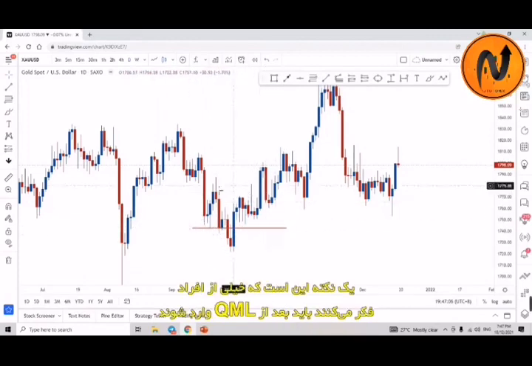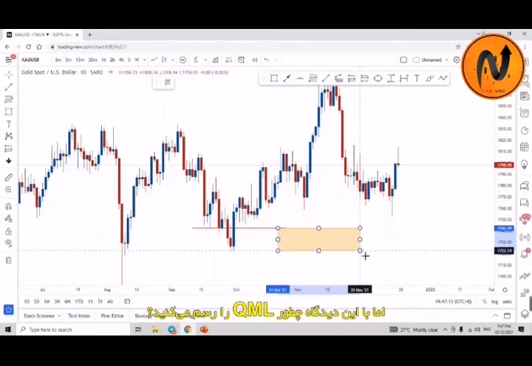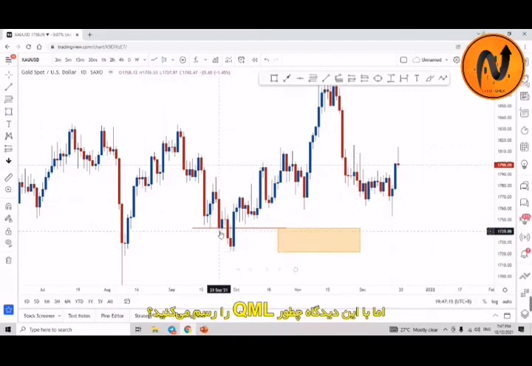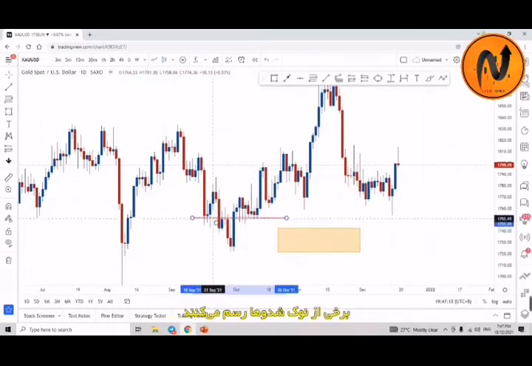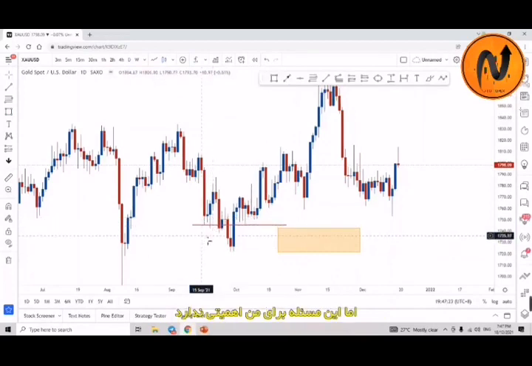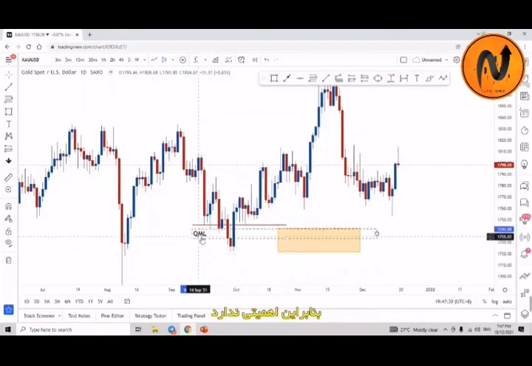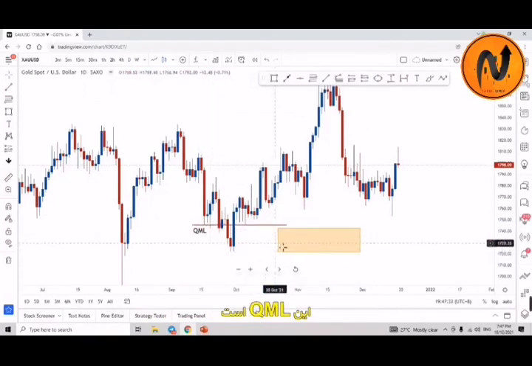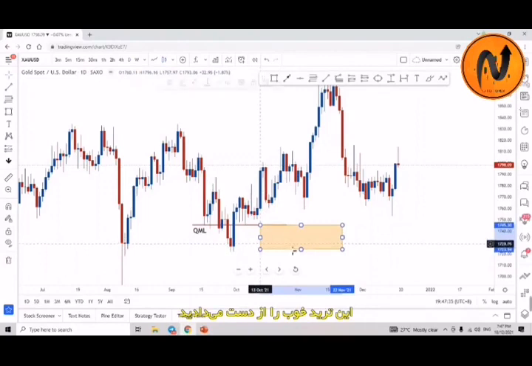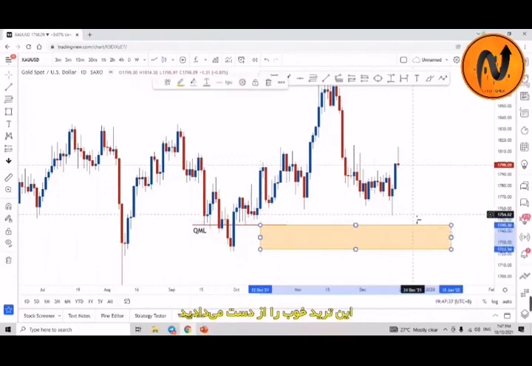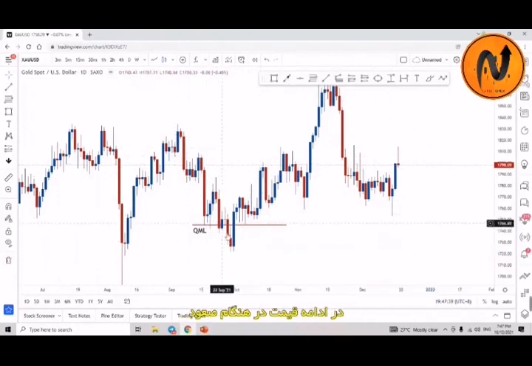One tip here is that a lot of people say I should enter after the QML, because of how you define the QML; sometimes you define it at the body, sometimes at the wick. It does not matter for me, because QML to me is just an indication that the price is going to reverse. That is not important. This is my QML, and if you enter at the wick, you already miss out on this nice big trade.